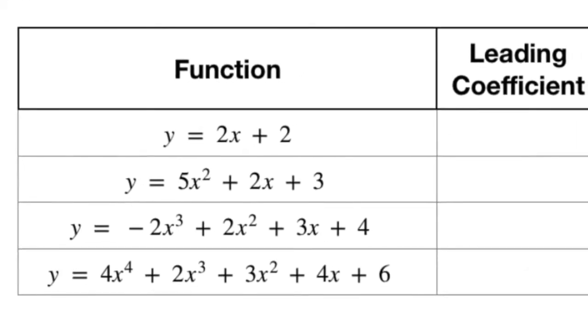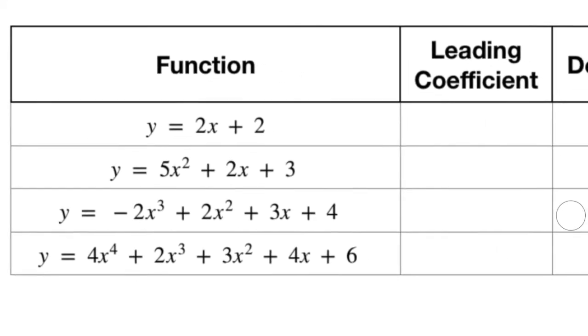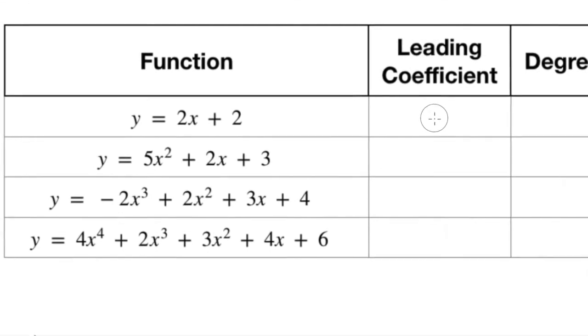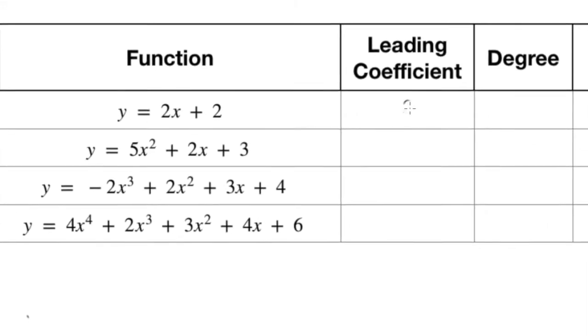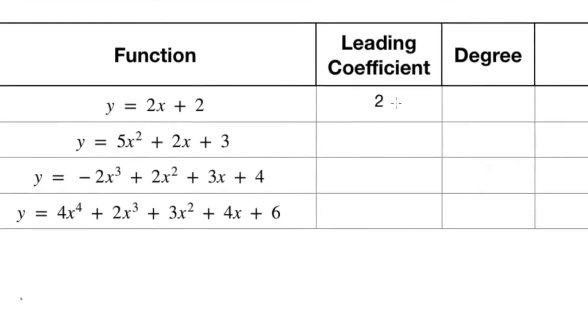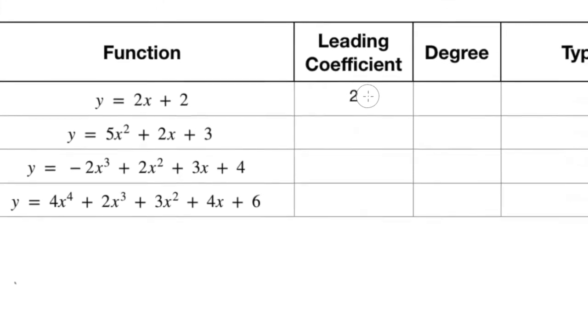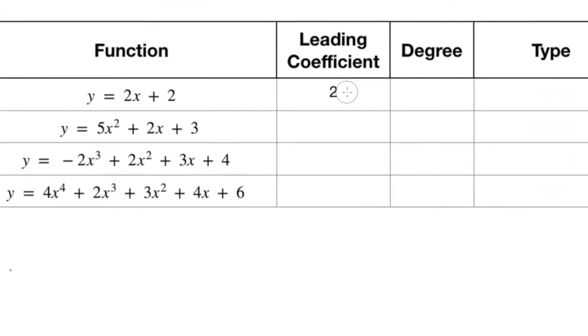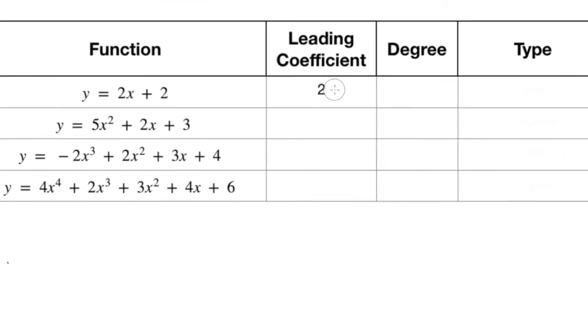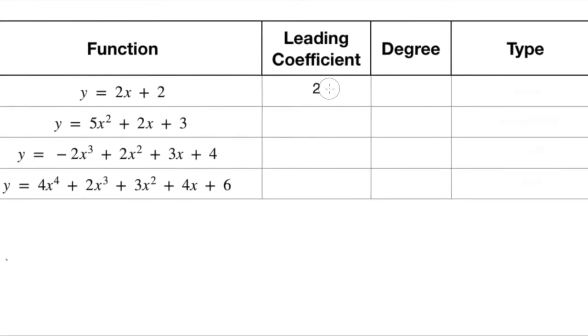So that's 2x to the power of 1 plus 2. X is the variable with the largest exponent. So the leading coefficient of that is 2. Then you have y equals 5x squared plus 2x plus 3. The term with the largest exponent is x squared. So the coefficient of that is 5.